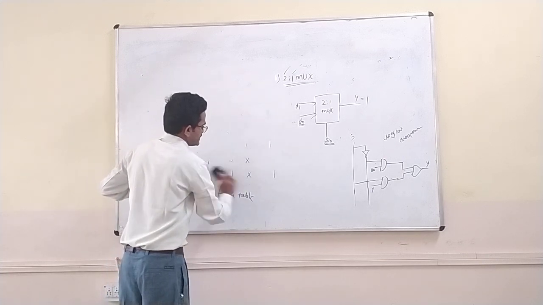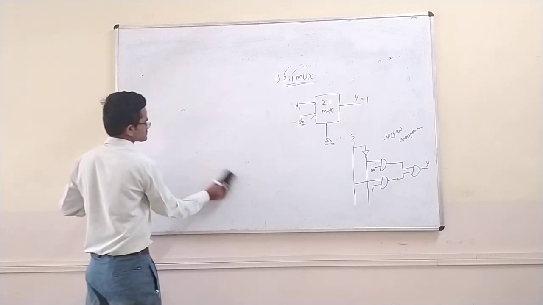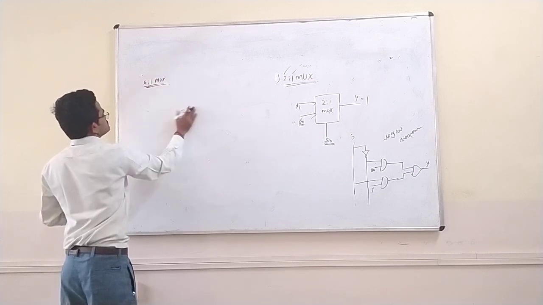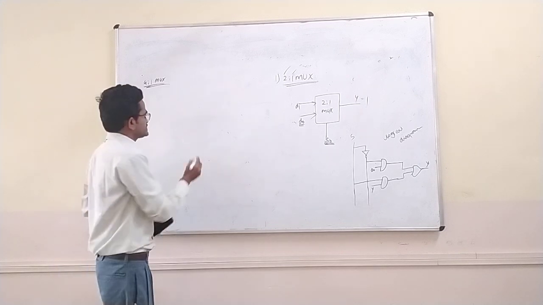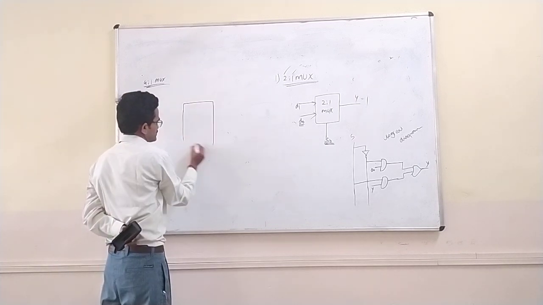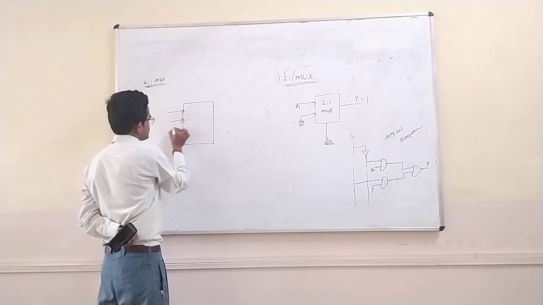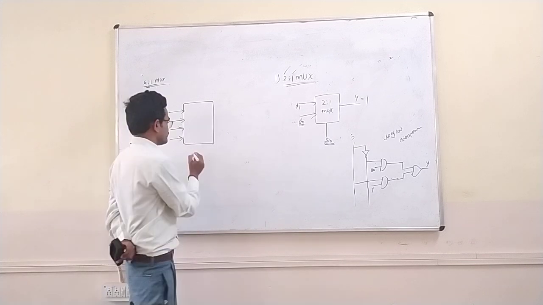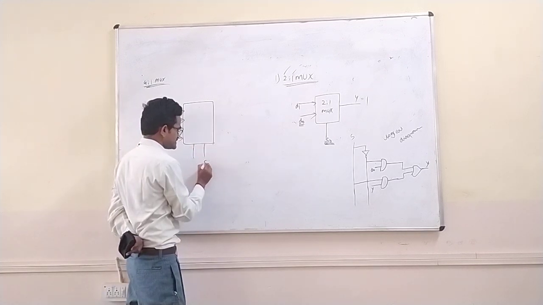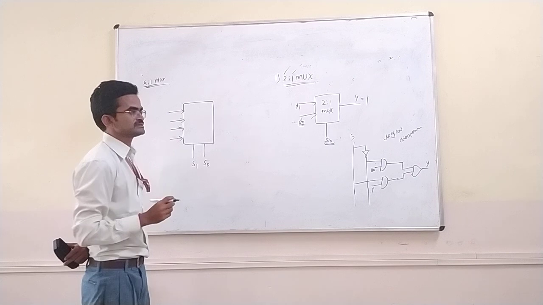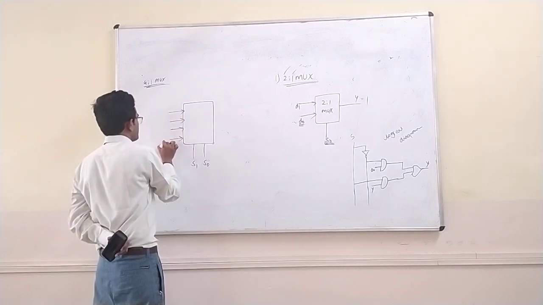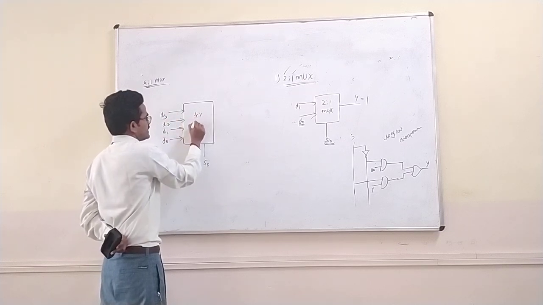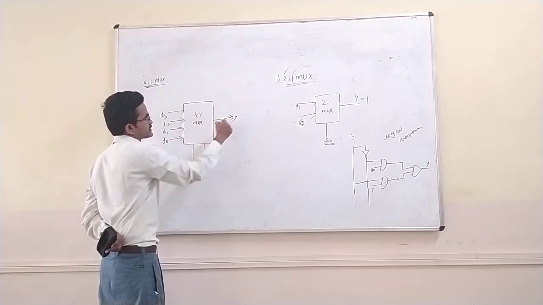Similarly, we need to study the 4:1 multiplexer. Here we have 4 inputs. If the inputs are 4, what about the select lines? There are 2 select lines. I consider S0 and S1 as the select lines, and the inputs D0, D1, D2 and D3. And there is only one output.